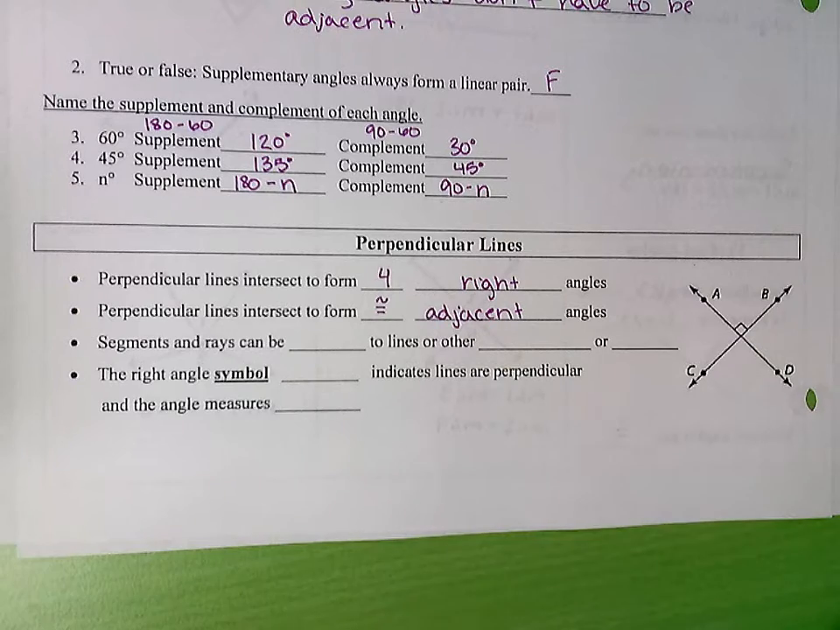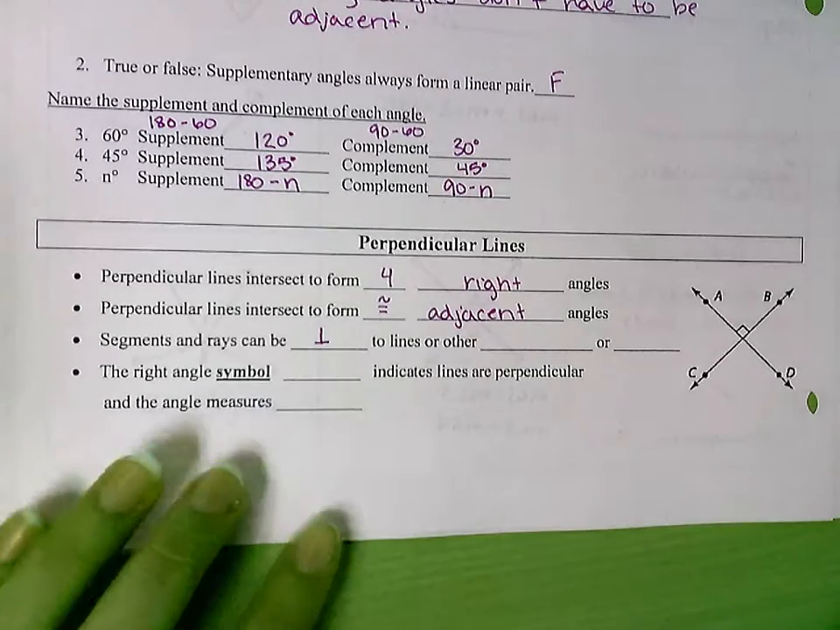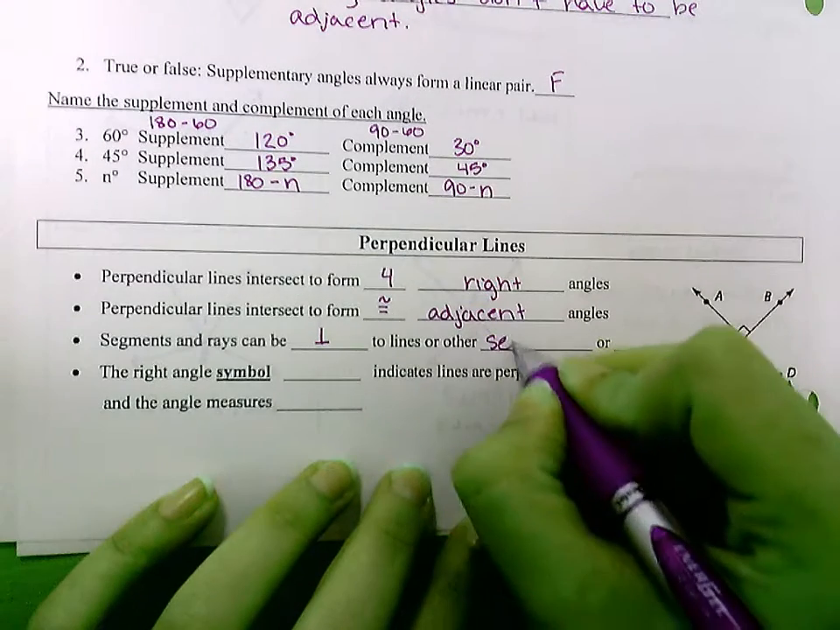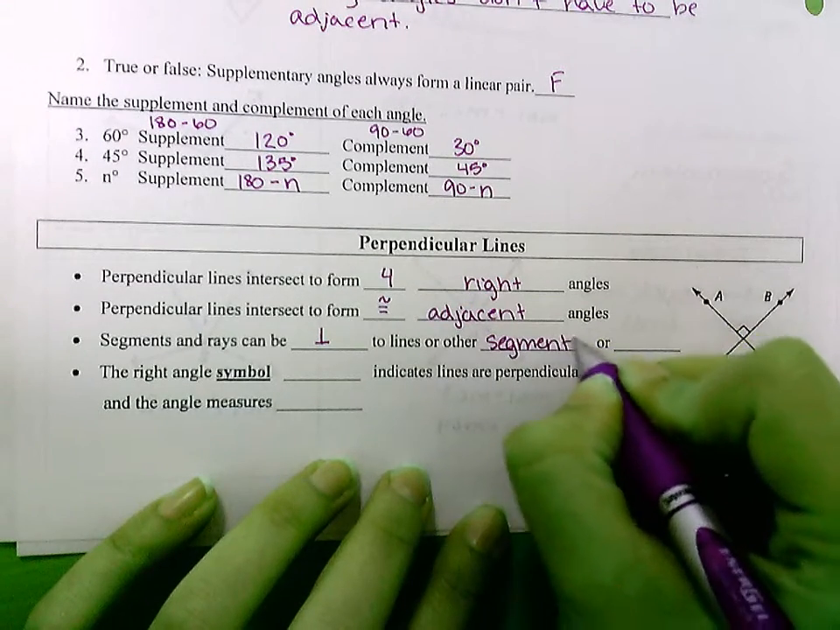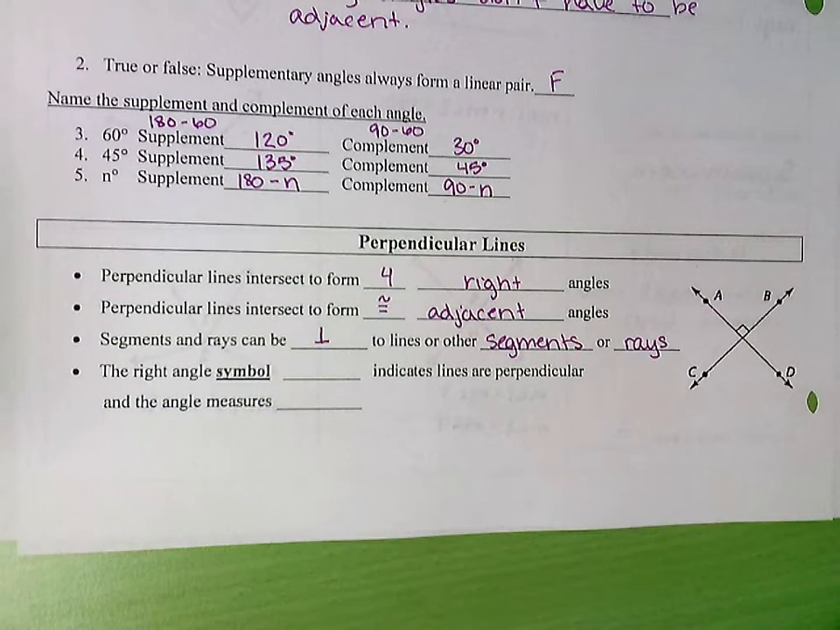Segments and rays can be perpendicular to lines or other segments or rays. So you don't always need them to be lines. Two rays could be perpendicular, or two segments could be perpendicular. It doesn't always have to be two lines.